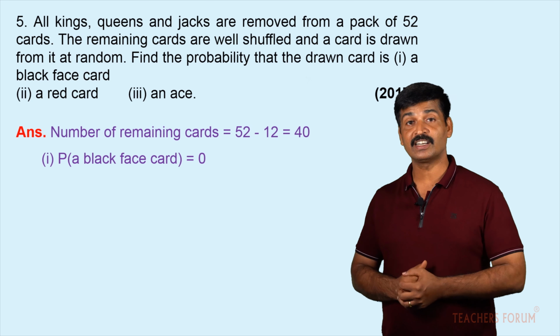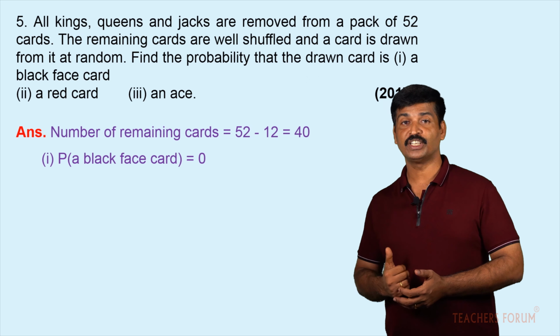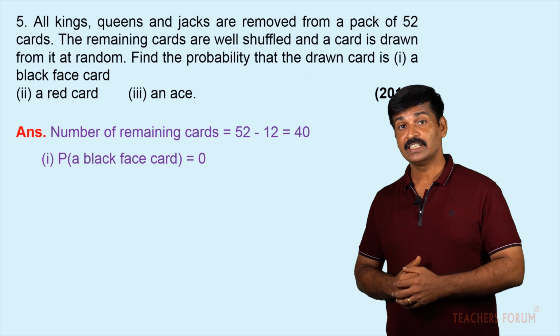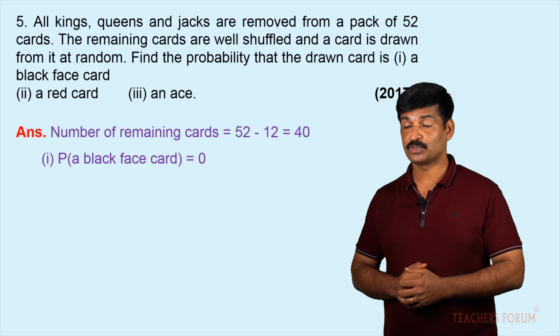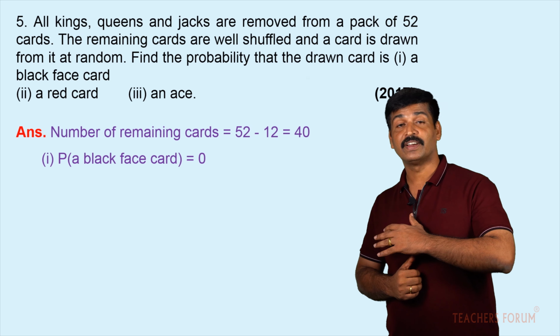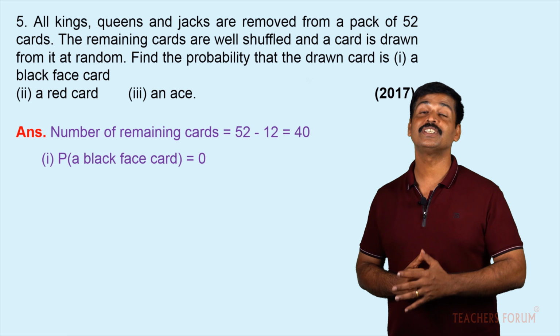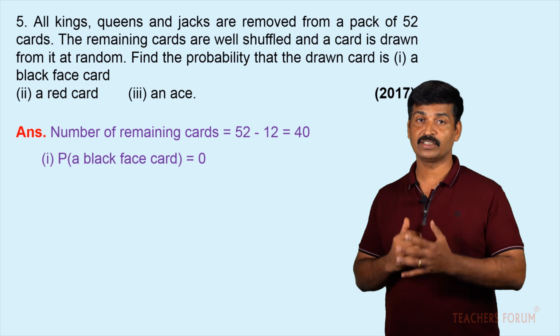You see, how many red cards are there? 13 plus 13, 13 hearts, 13 diamonds. Total 26 red cards are there. Out of this 26, 6 are face cards. So here it is given that the face cards are already removed. So 26 minus 6, 20 red cards will be there. I think it is clear to you.